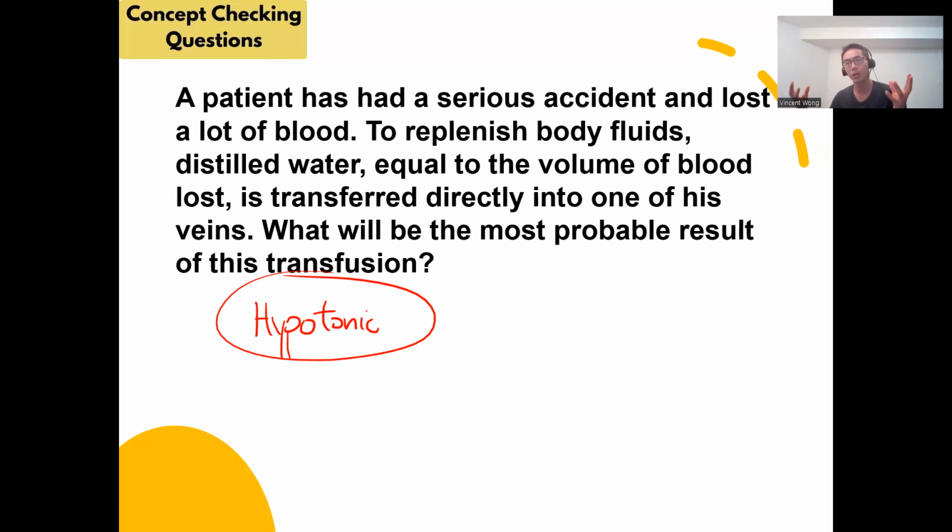The red cells will swell up. They might burst, right? So it's going to make him worse because he already lost a lot of blood, a lot of red cells. He's probably a little bit anemic. We call this hemorrhagic anemia, anemia caused by blood loss. And if he continues to lose more red cells, then he would have trouble transporting oxygen. So this is not the right thing to do. Okay.